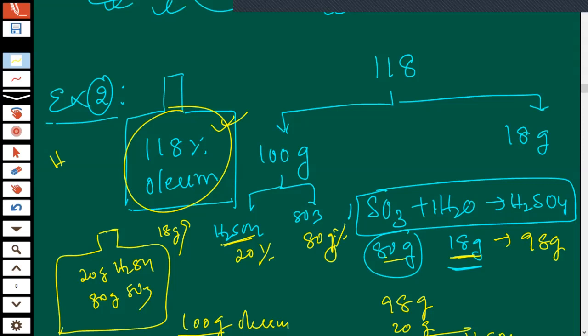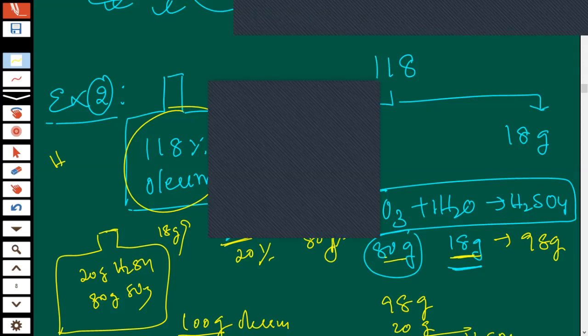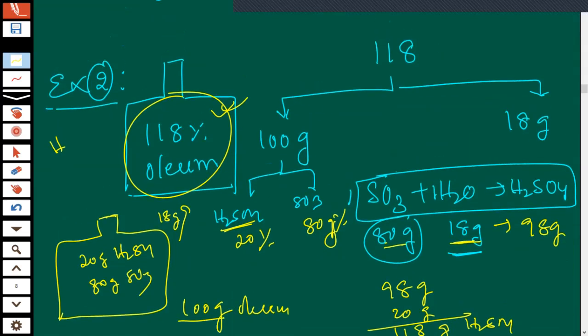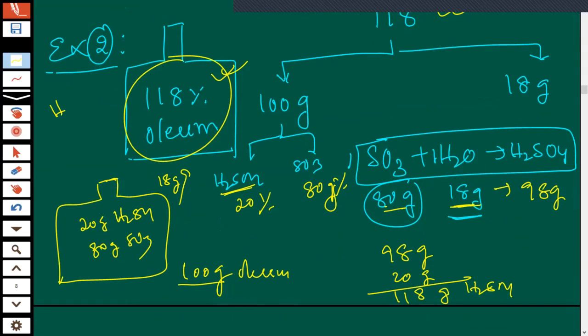How many of you have understood this thing? Sir, I have not understood this 18 gram thing. Okay, first of all, have you divided this into two parts? What is the original sample weight? 100 gram. How much water have you added? 18 gram. Did you understand now?